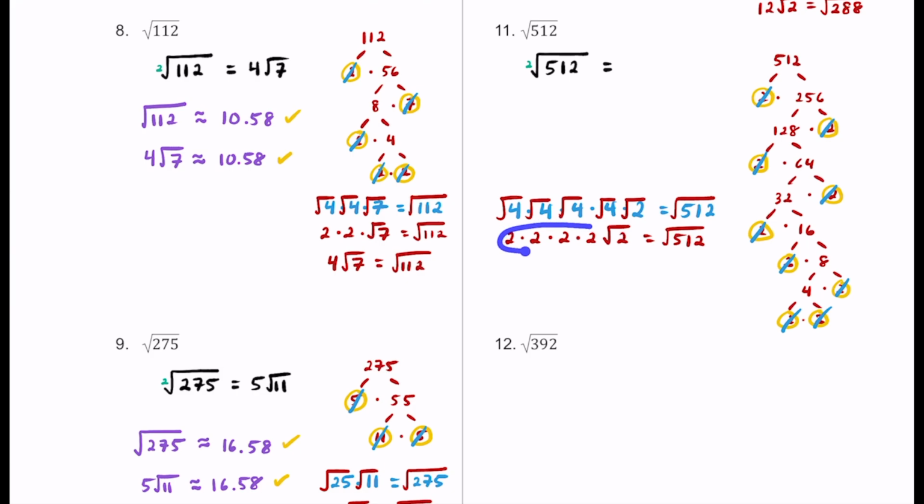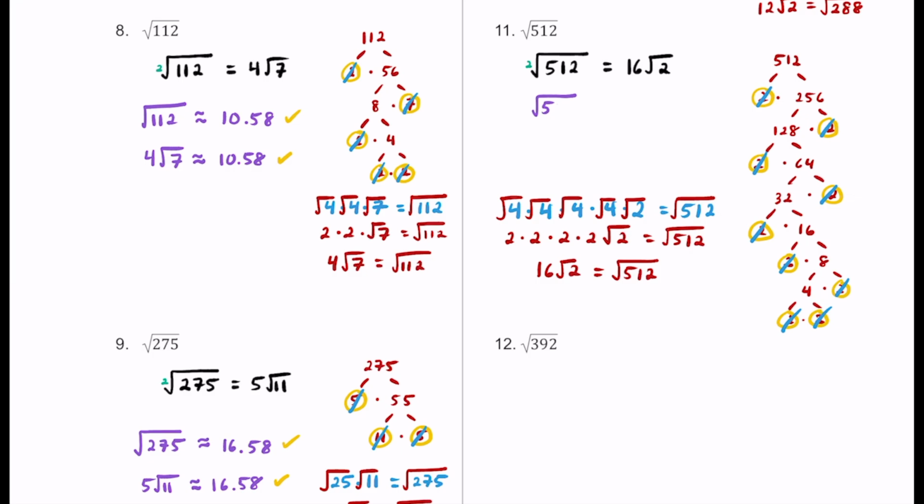Now 2 times 2 times 2 times 2 is 16. So we can say that 16 root 2 is the same thing as the square root of 512. Okay, so we can go ahead and say that the square root of 512 is equivalent, the same thing, as 16 root 2. Now we can check this, of course.